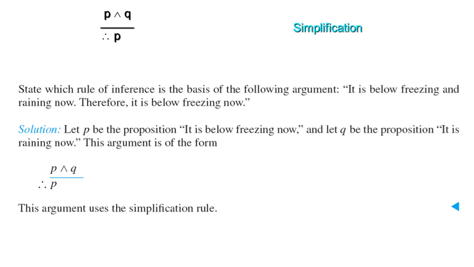Now it is simplification. It is below freezing and raining now. Therefore, it is below freezing now. P and Q, where P is the proposition "it is freezing now," and Q is the proposition "it is raining now." Hence, the rule that applies is the simplification rule.